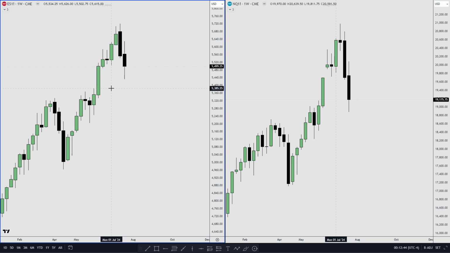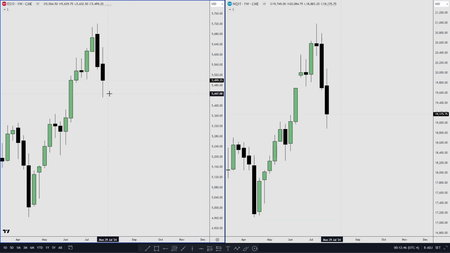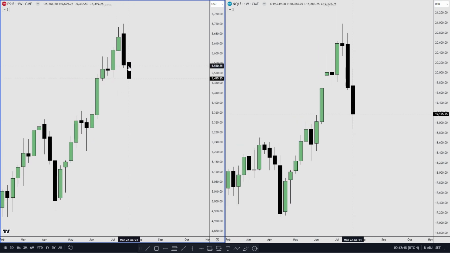Starting off, we are going to start on a weekly chart for ES and NQ. Right here on the weekly, you can see that ES has closed below these two up close candles. These two up close candles are significant because they have taken out this swing high right here.